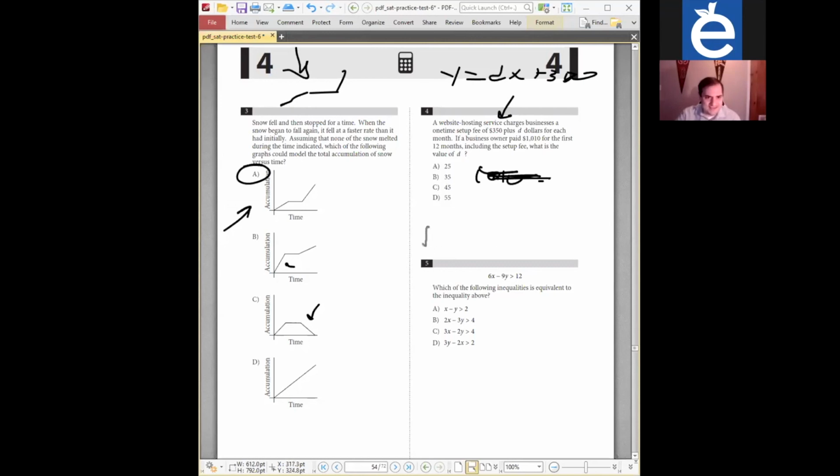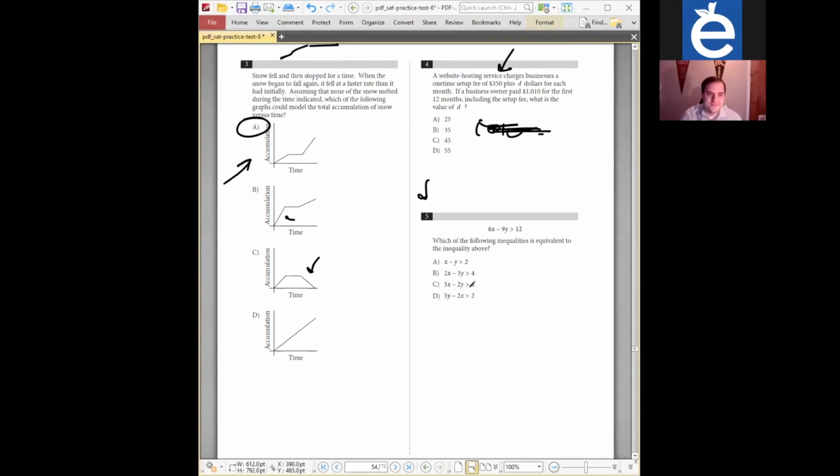All right, 15. And by 15, I mean 5. Which of the following inequalities is equivalent to the inequality above? So it's asking which is equivalent. Now, yes, you could plug in the numbers, but don't. That would be a mess. Instead, you see how all of these are divisible by 3? Let's just divide them by 3. 2x minus 3y is greater than 4. Oh, conveniently, that's one of our answers, and we're done.